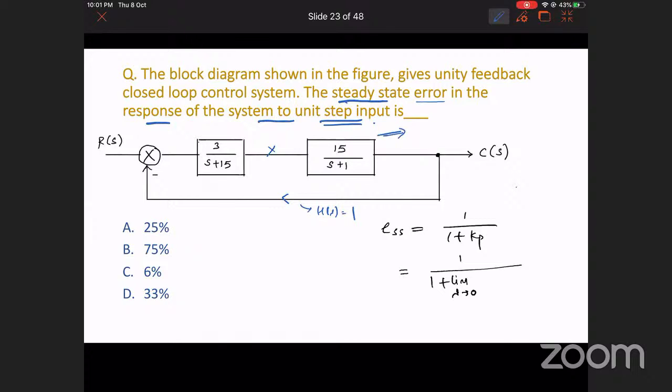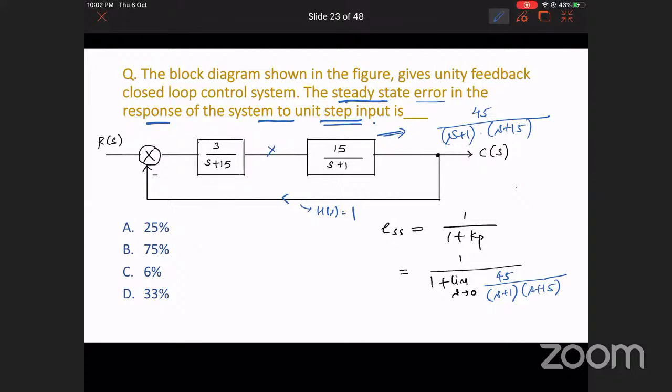Numerator multiplication: 15 threes are 45, divided by two brackets, s plus 1 multiplied by s plus 15. This is what remains. Let me substitute over here: 45 divided by (s plus 1) into (s plus 15). Now, wherever there is s, substitute s equal to 0.